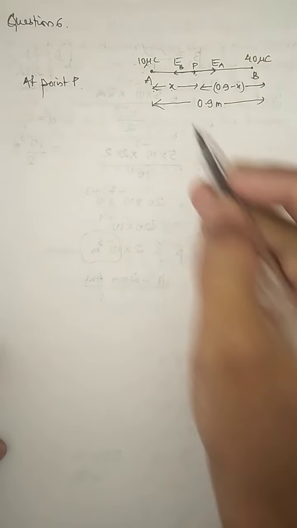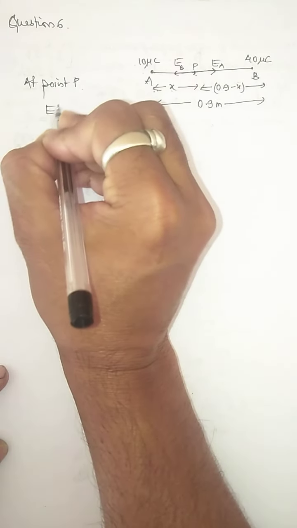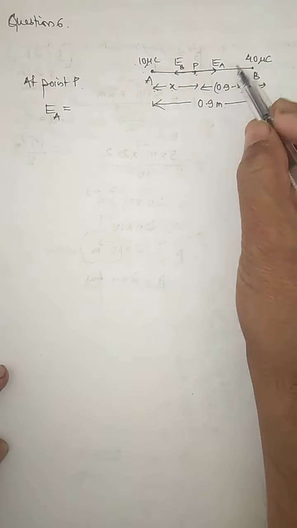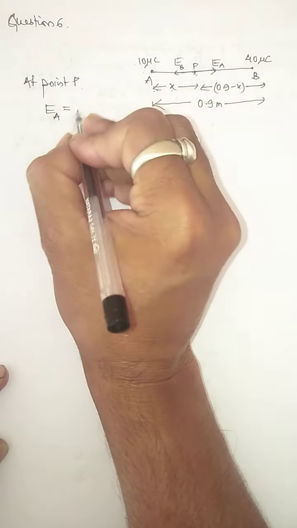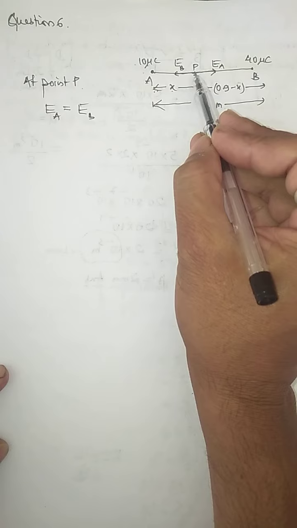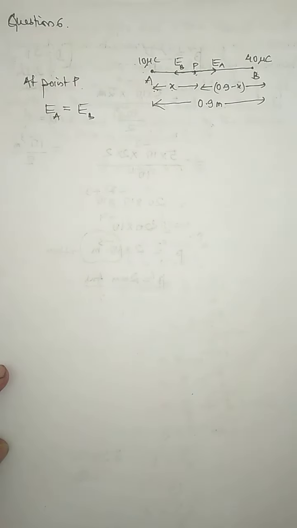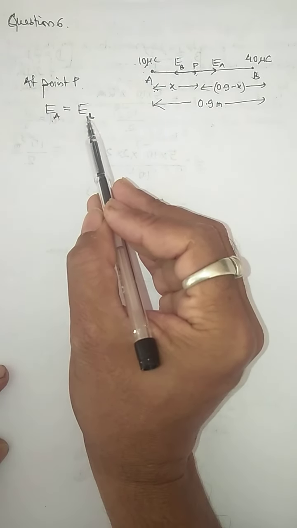The condition given to find the distance x is that the net field at that point is 0. So the field at P due to A, that is EA, is exactly equal in magnitude to the field at P due to B, that is EB. When two fields are equal in magnitude at a point and opposite in direction, the net field at that point will always be 0. So for this question, the condition is EA equals EB.